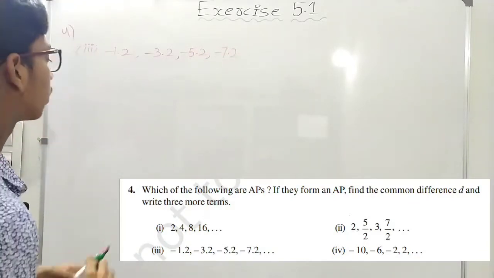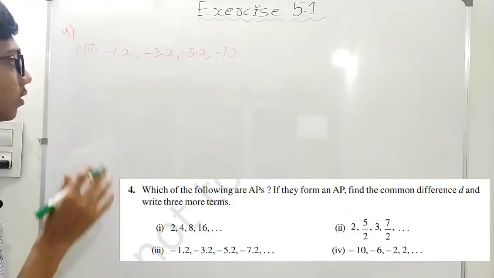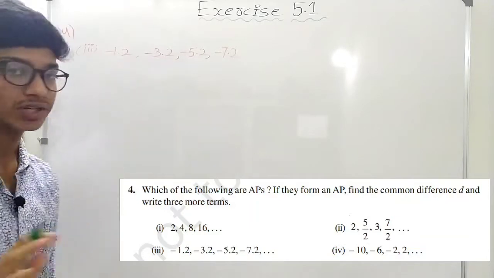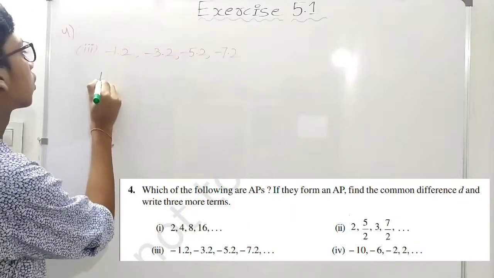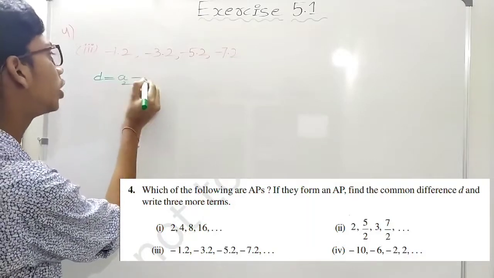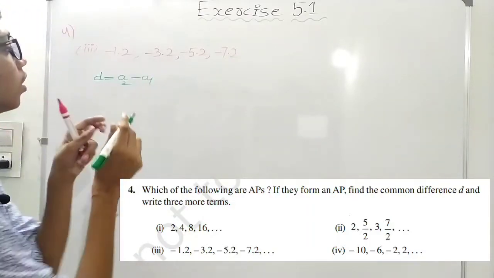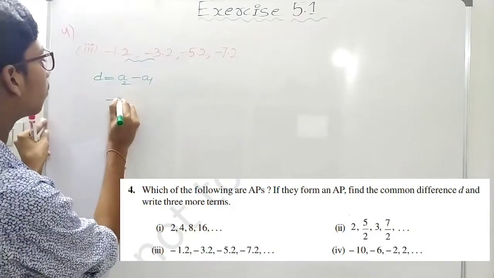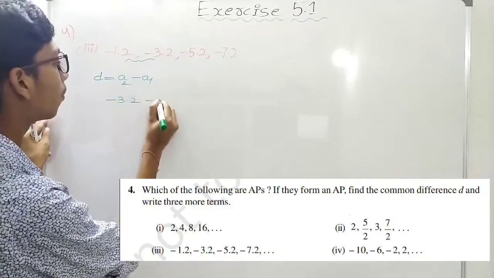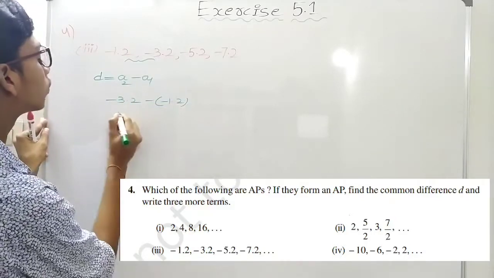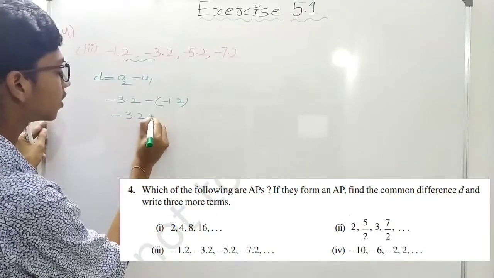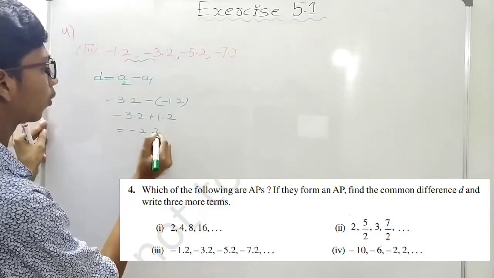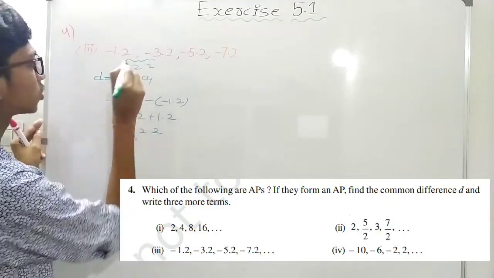Now to check whether this series is in arithmetic progression, the common difference should be equal. What is the common difference? The common difference is A2 minus A1, or A3 minus A2. Here the common difference A2 minus A1 is minus 3.2 minus of minus 1.2. So minus 3.2 plus 1.2, that is minus 2.2. The difference between these is minus 2.2.